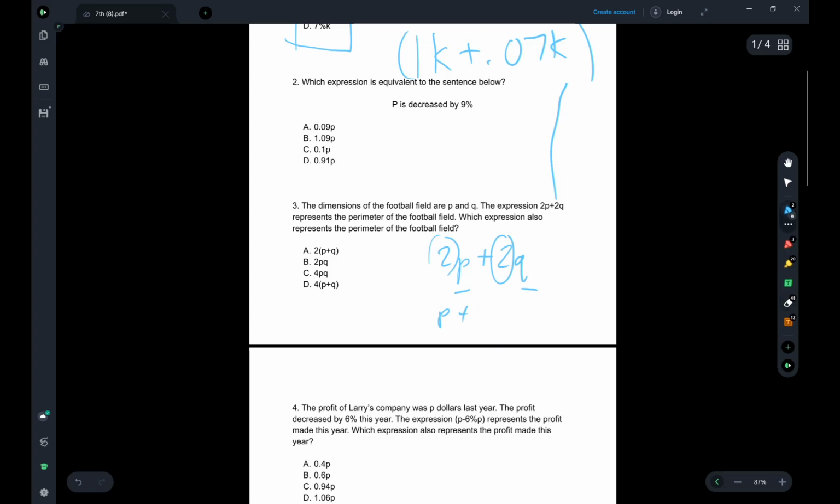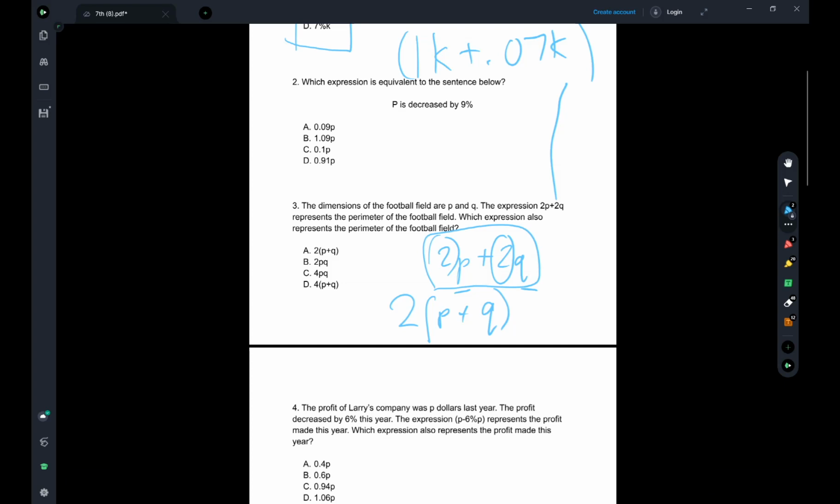then that's incorrect, right? Because this and this does not look even remotely the same, because these 2's can't just disappear. They have to go somewhere. So what you would do is you would put a parenthesis around it and multiply this entire thing by 2, because essentially all you're doing is multiplying P and Q by 2 when you're doing this equation.